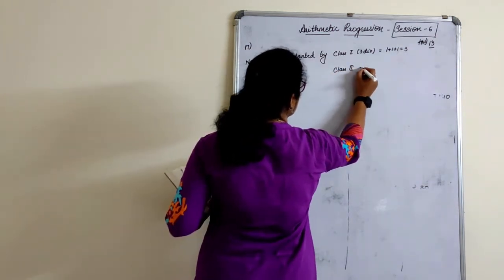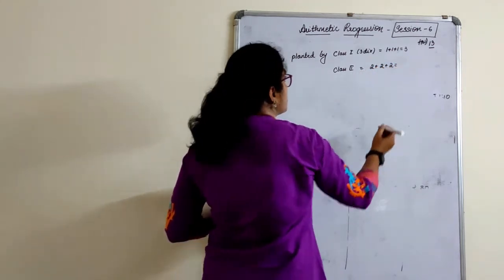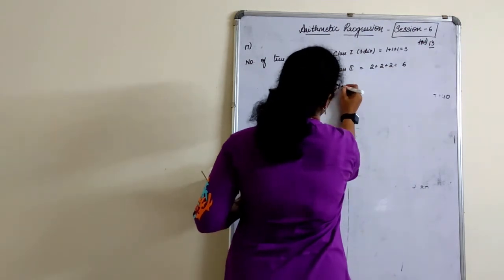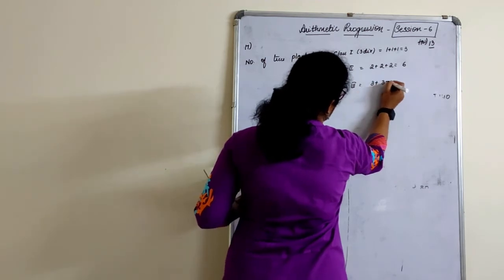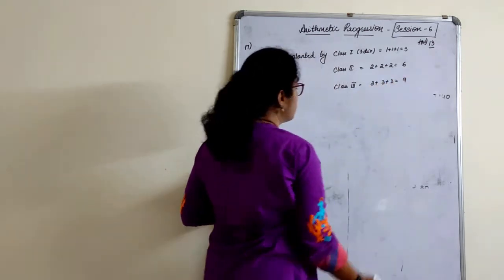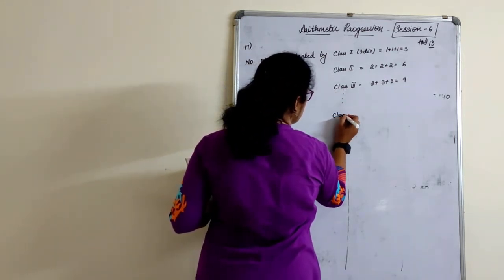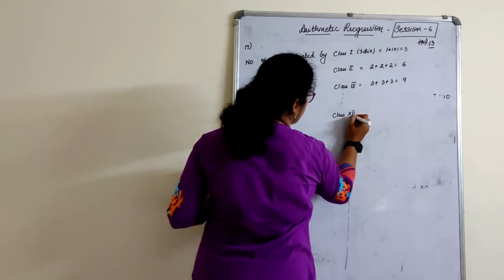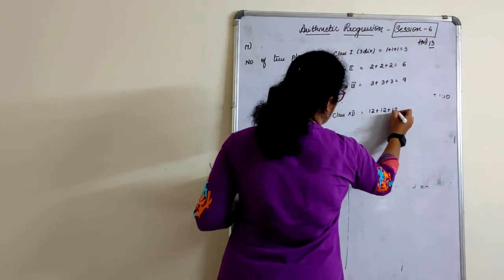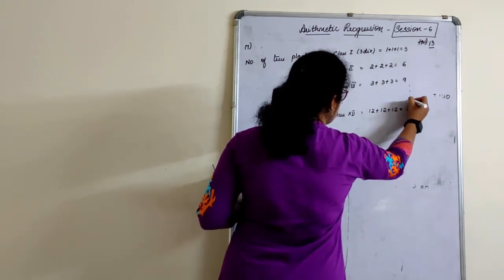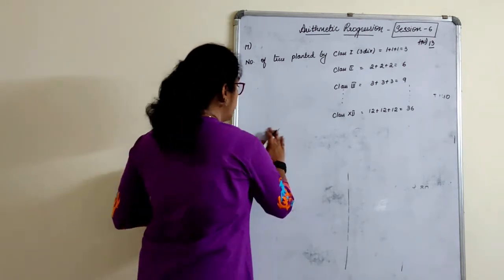Class 2, 2 plus 2 plus 2, 6. Class 3, 3 plus 3 plus 3 is equal to 9. Did you get how they are planting? Last, class 12. How are they planting? 12 plus 12 plus 12 is equal to 36. This 36 is the last term, AN.